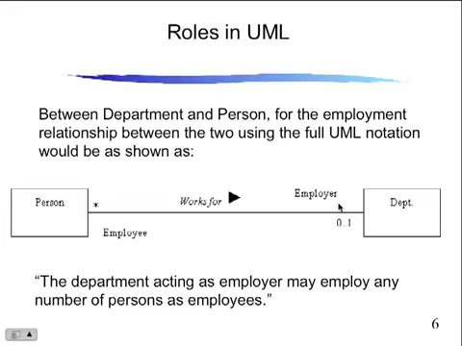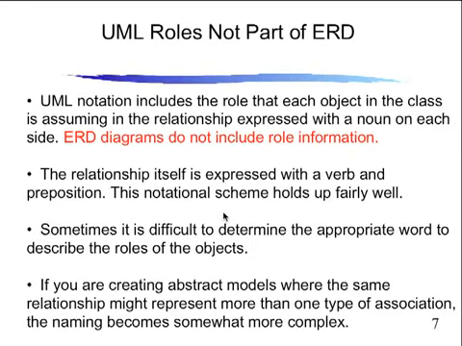The classic way of getting around this problem, and you say, well, I want this to look like an entity relationship diagram, is to put that diamond symbol in here, take away the arrow. And then you wouldn't normally put the role names on here either. So the department acting as the employer may employ a many number of persons as employees. And you might be thinking, well, in this particular case, it is just a notation. The syntax is the same.